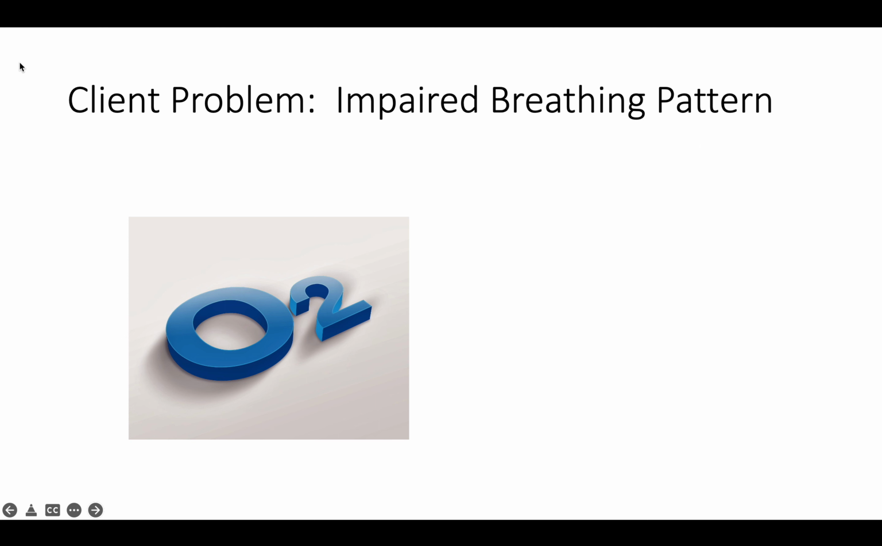So if I'm not making enough oxygen and I'm not carrying those to the tissues, then I have an impaired breathing pattern, right? My breathing pattern changes. I cannot tolerate activity as I had hoped before because I cannot carry the oxygen around my body. So what are some nursing interventions that we can do to help our patient with impaired breathing patterns?